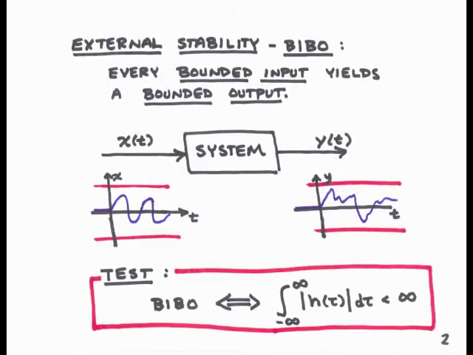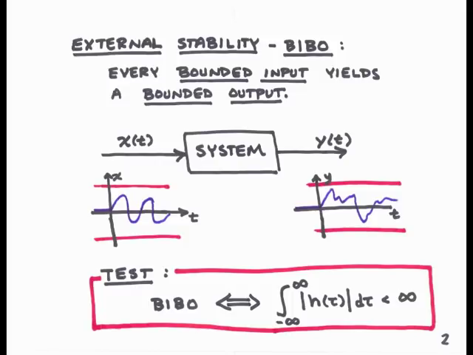The condition was for bounded input, bounded output stability, which meant that every bounded input produced a bounded output. This can be seen in the figure here. We have a system with input x of t and output y of t, and I'm showing bounds in red on x of t and other bounds on y of t. So if x of t lives inside bounds for all time, then y of t will as well.